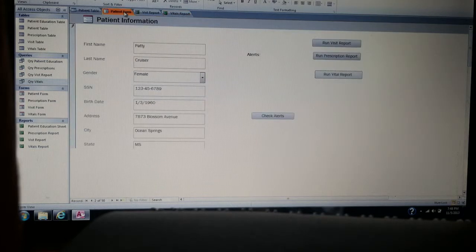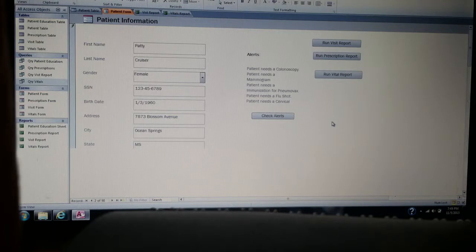Then we'd go back here to patient form, and then we click down here on our next functionality, which is check alerts. Okay, this here, Miss Patty Cruiser, is a female. For some of these alerts, you have to be either male or female, or you could be both. It just depends on what alerts pop up. So we'll go down here, check alerts.